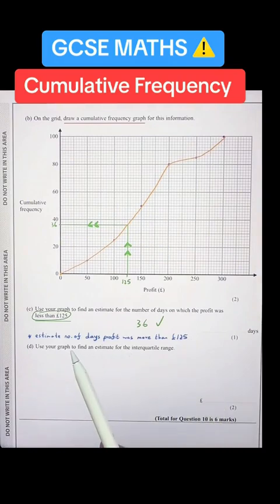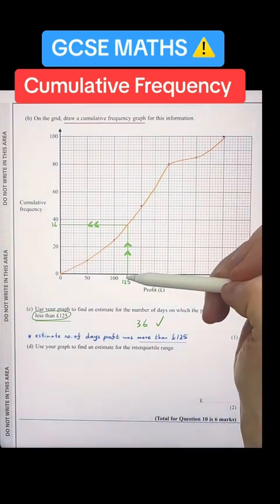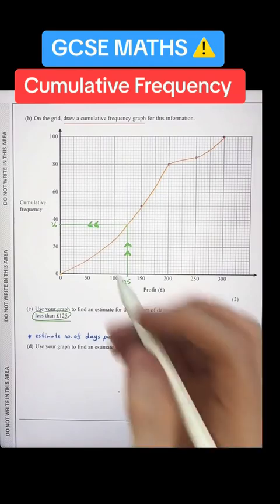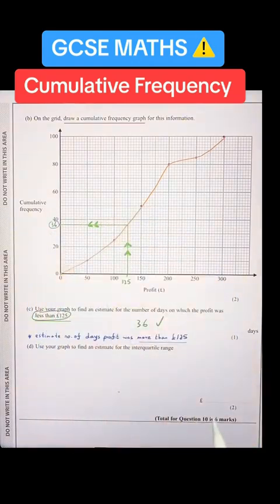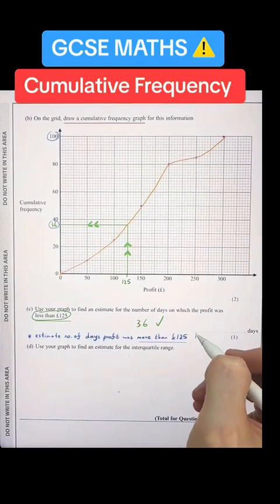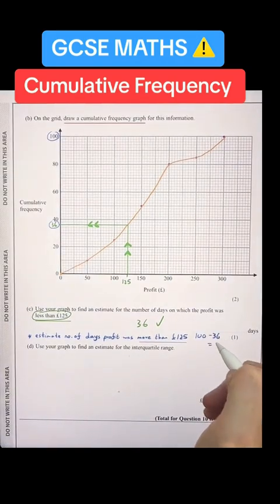If you're asked to use your graph to estimate the number of days where the profit was more than £125, we'd still start by doing the same thing. We'd find 125, go up to our cumulative frequency graph and read off our cumulative frequency. But as I know 36 days had less than 125 profit, and if I want more than, I'll do the total number of days, in this case 100, subtract the 36, and 100 take away 36 would give us 64.